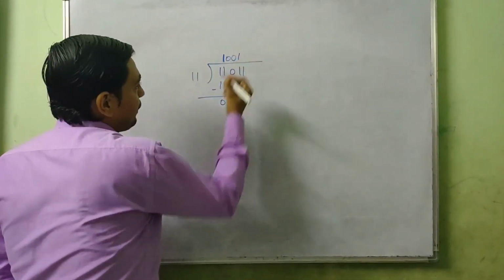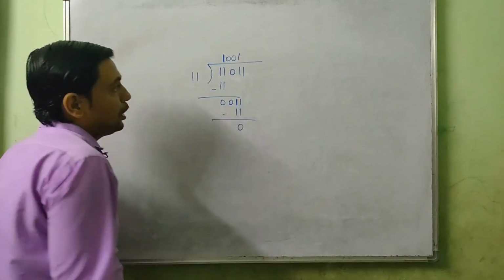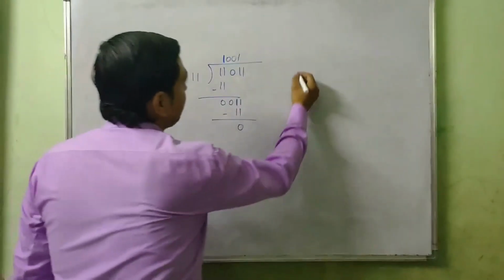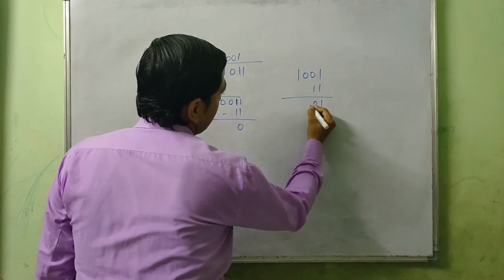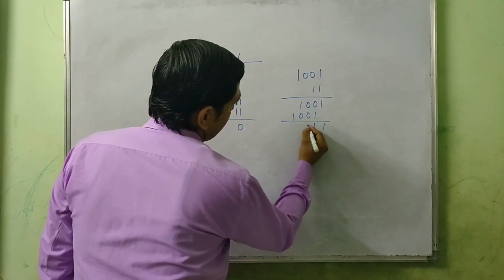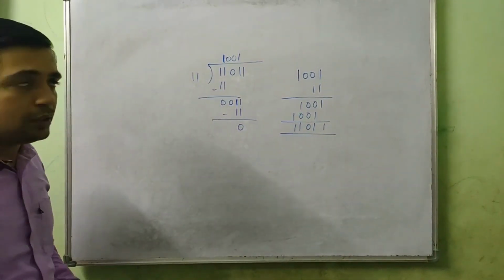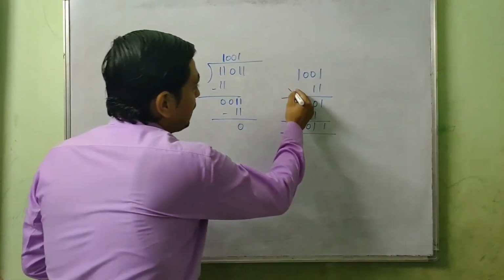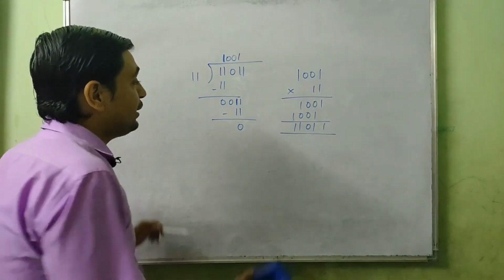Now 11 multiplied by 1 will be 11, so it will result into 0. Now you can check whether you have done it correctly or not. So 1 0 0 1 1, 0 0 1 1 0 1 1. So you get your result 11011, right? So you can check it out. This was the multiplication. You can easily check whether you have done the correct division or not, right?